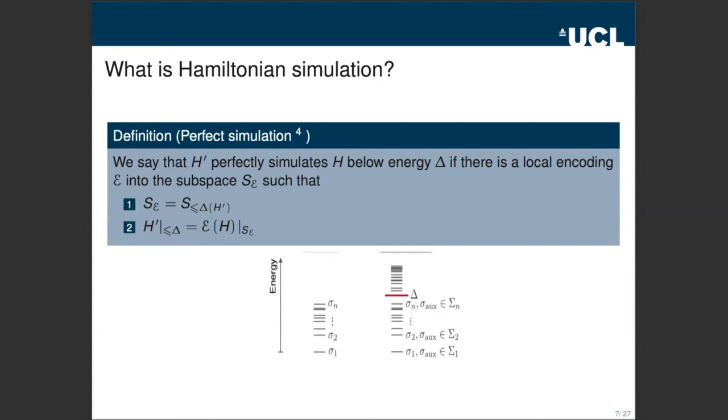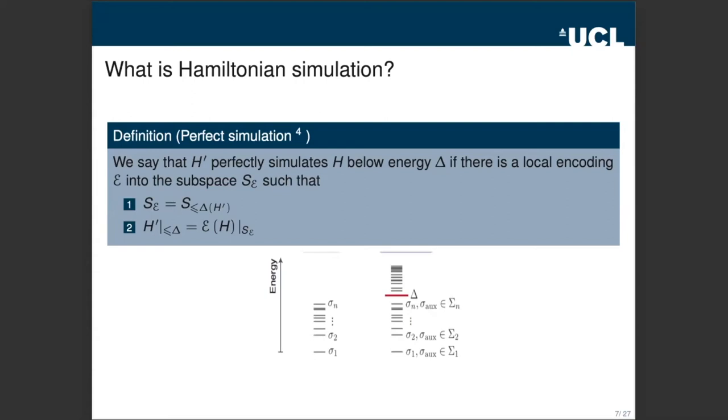Above the energy cutoff delta, the target Hamiltonian H doesn't have any energy levels. So all the energy levels of the target Hamiltonian lie below this energy cutoff delta. The simulated Hamiltonian, on the other hand, might have a load of junk energy levels above the energy cutoff delta. But we're not interested in those. For the purpose of simulation, we're only interested in the low energy subspace of our simulated Hamiltonian.